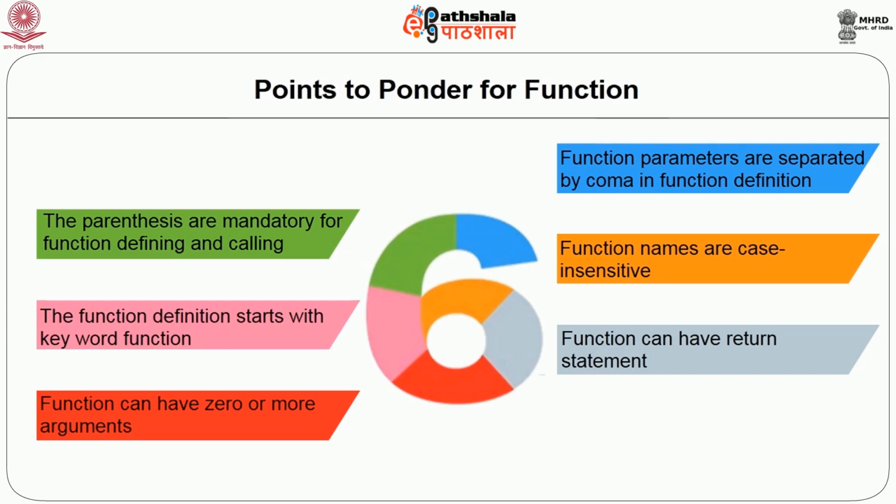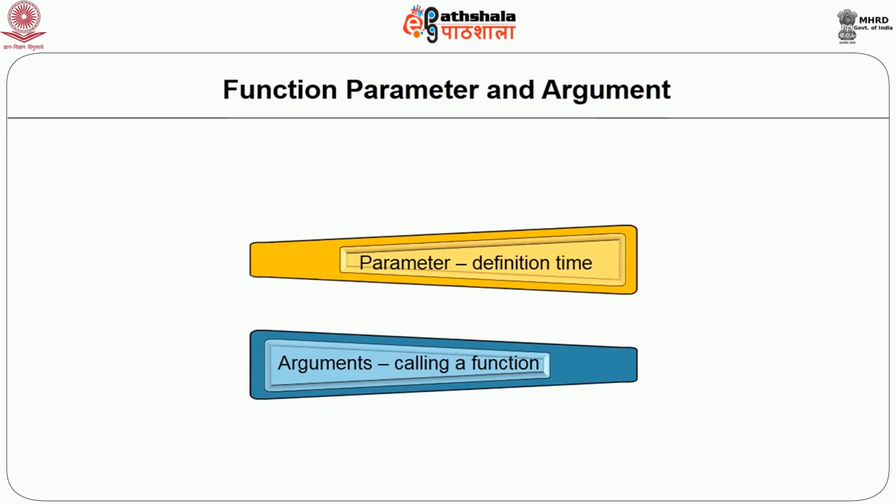Function parameters are separated by comma in function definition. That means if a function takes more than one parameter, it is separated by comma. Function names are case insensitive, but though in general PHP has case sensitive variables, I strongly recommend that we consider function names as also case sensitive. So we don't need to bother much about that, and a function can have a return value.